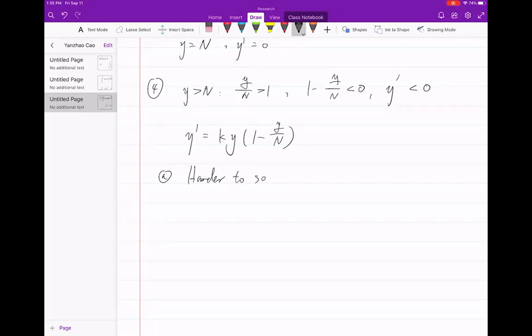Even though the equation is actually pretty easy, it's harder to solve. The solution is actually the famous logistic function. Of course, this is called the logistic growth model.